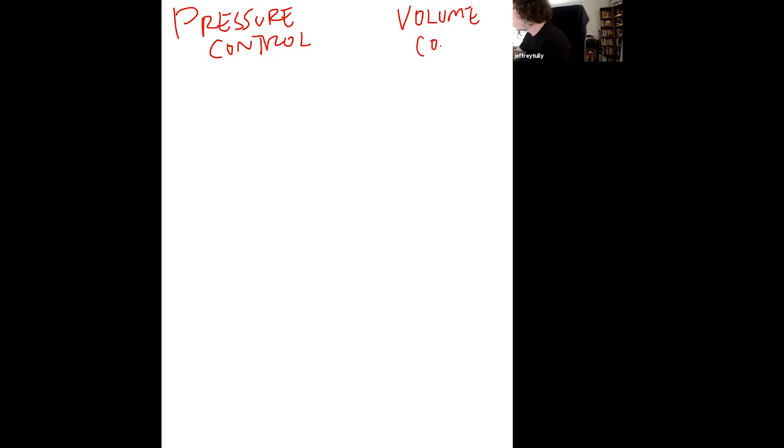So you have different modes of achieving those desired goals. And this is something where I think the complexity of the ventilator and how it works can be illustrated. So you have pressure control modes. You have volume control modes. You have dual control modes. And you have assist modes.